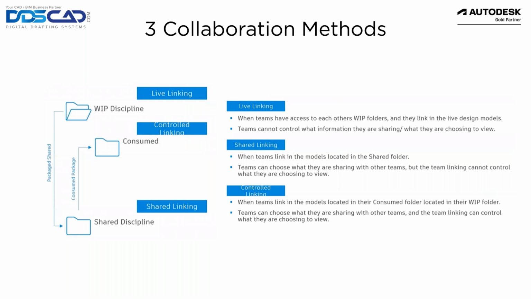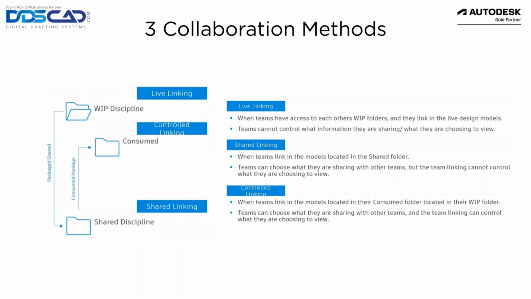We're going to go over this workflow in a moment, so don't worry too much if it's not making sense just yet. What that's going to do is put a copy of that latest published file into a certain folder called the shared folder, and that's where the other teams are going to be linking from. As soon as they create that shared package, the other teams will now see those latest changes.